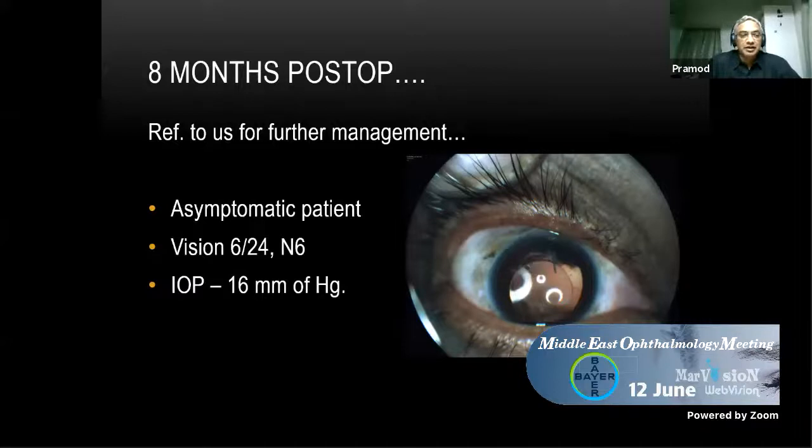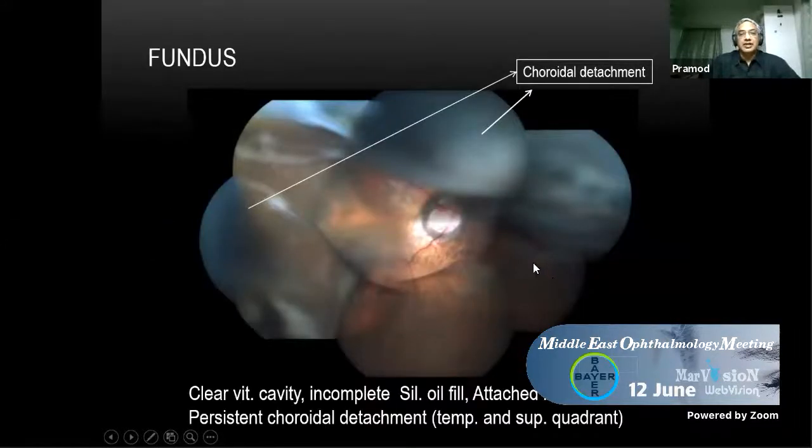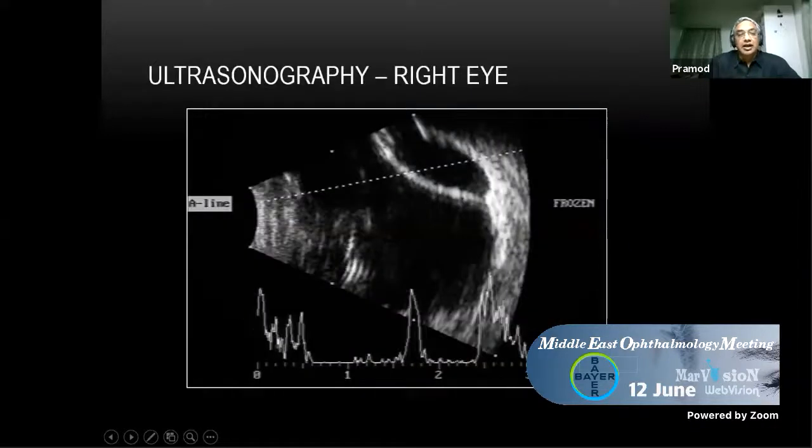When we examined him, he was asymptomatic. Vision was 6/24, N6. Intraocular pressure was normal. As you see here, it is a pseudophakic eye, with an absolutely quiet anterior chamber. On fundus examination, there is choroidal detachment on the temporal side and superiorly. The inferior retina is attached, and here you see a meniscus, an incomplete fill of the silicone oil.